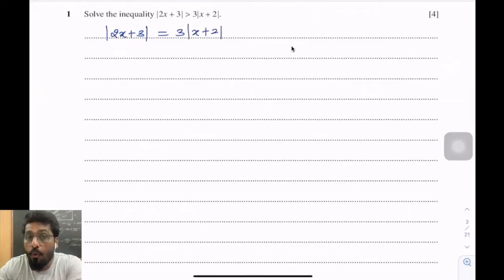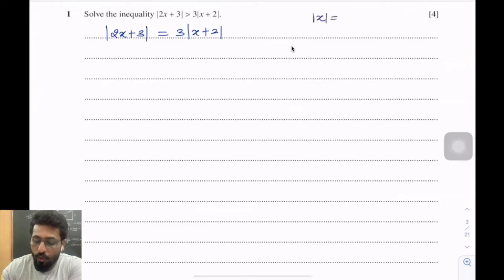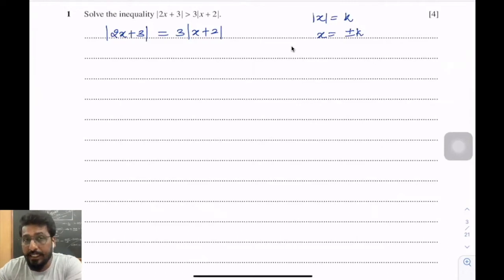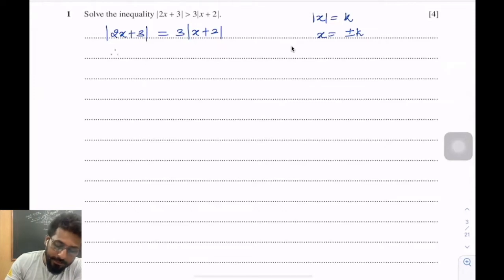Now, we all know what a modulus function is, right? So if I have modulus of x equal to a particular value, let's say k, then x will become equal to plus and minus k. We should impart a positive and a negative sign on any one of the sides of the equation. So what I'm going to do here as well is remove the modulus sign, and I should impart a positive and a negative sign on any one of the sides of the equation. So I write it like this. I write 2x plus 3 is equal to plus and minus 3 times of x plus 2.